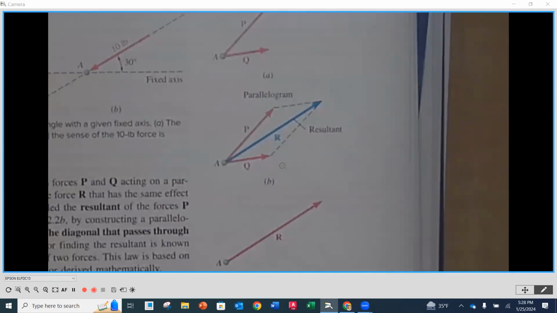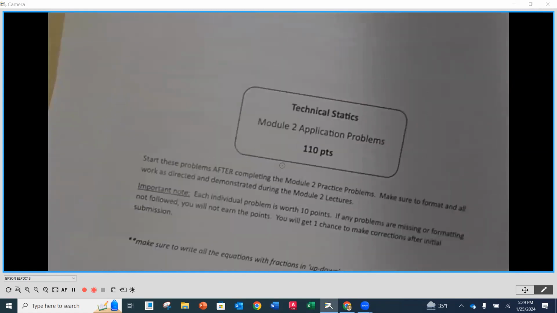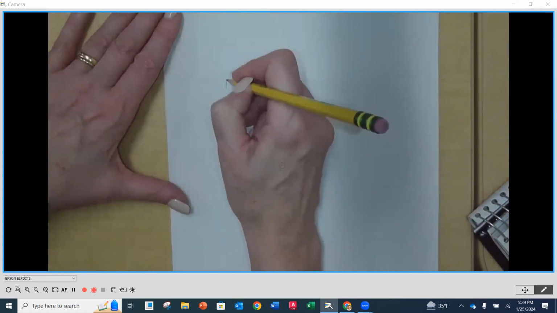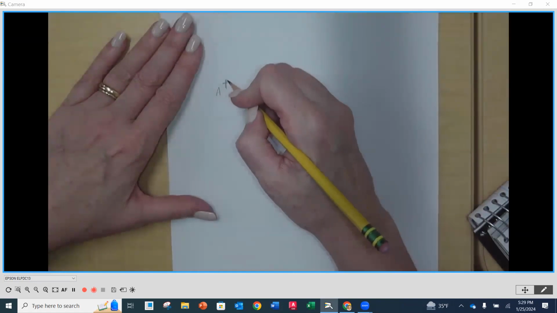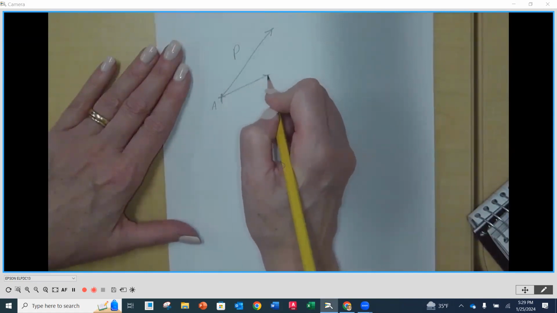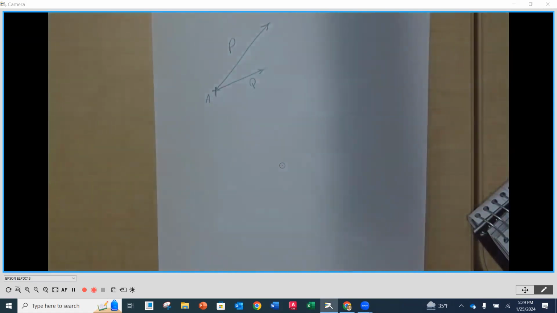So the parallelogram method, even though you see it here, I think it's good to show the process. So if I want to draw this, I'm going to do it on not lined paper. It'll be easier to see. I'm going to start with point A here, and I'm going to sketch P going up and to the right. Here's P. And then I'm going to sketch Q. It's going up and to the right as well, but not as steep. Okay, here's Q.